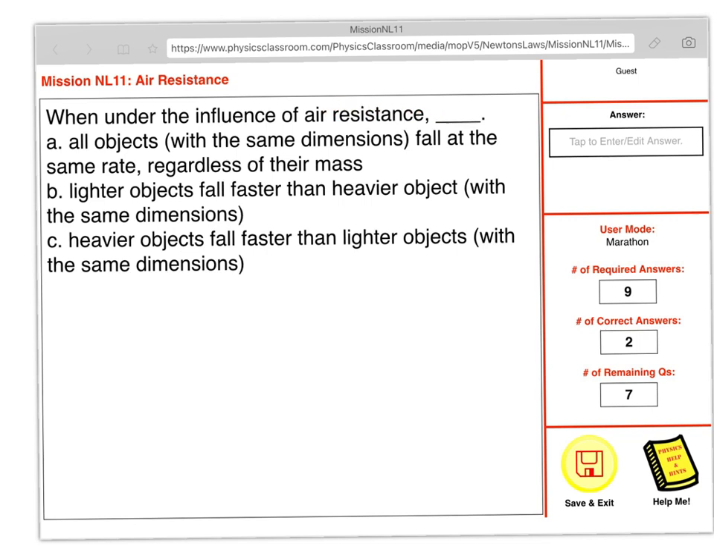So air resistance is related to velocity. And if objects have the same dimensions, the air resistance is only going to depend on the velocity, right? Because it obviously depends on the size and the velocity. So all objects of the same dimensions will fall at the same rate regardless of their mass. Clearly, a balloon and a bowling ball of the same dimensions aren't going to fall the same, so that's wrong. Lighter objects will fall faster? That seems counterintuitive. Now, heavier objects, the bowling ball of the same size as a balloon, will fall faster.